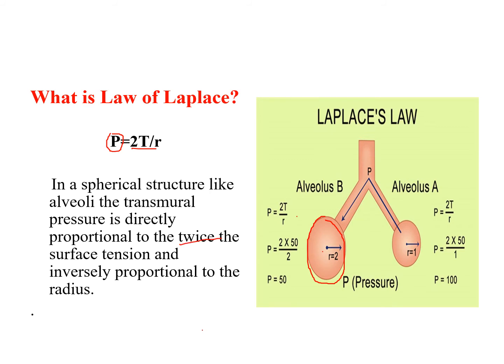We already know the surface tension means the tension created here. The pressure is directly proportional to twice the surface tension and inversely proportional to the radius. So from this diagram we clearly understand that if the radius is small, the pressure is more. If the radius is large, the pressure is low. Thus, if the radius is small and the surfactant is not present, the surface tension will be created more, which leads to a collapsing tendency.